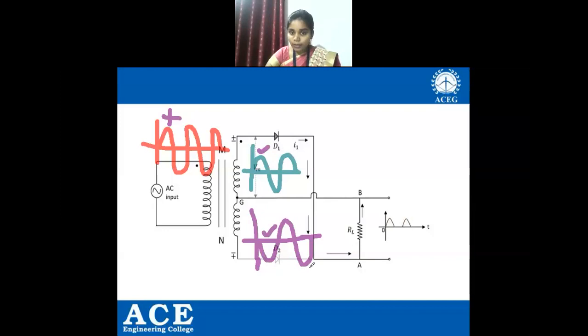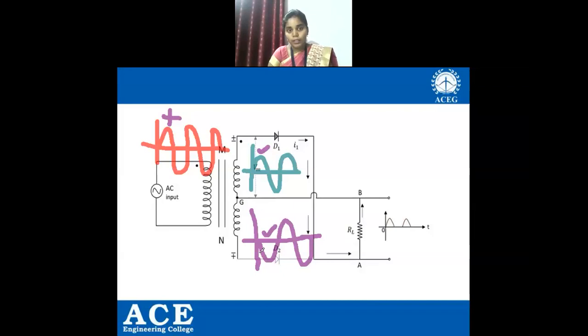Here minus 12 is there and here 0 is there. That means the cathode potential is more compared to the anode potential. When your cathode potential is more compared to the anode potential, then what happens? Your diode D2 will be in reverse bias condition. For positive half cycle, D1 will be conducting, D2 will be non-conducting.